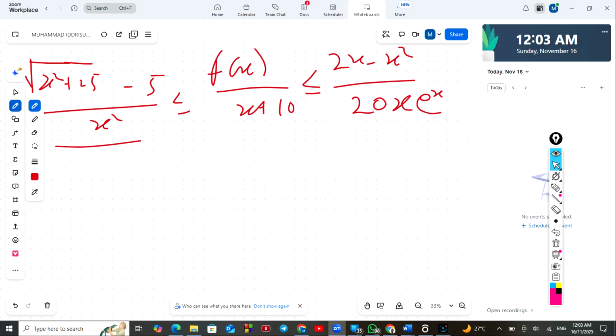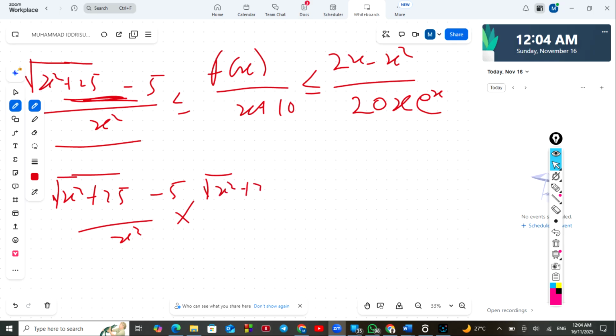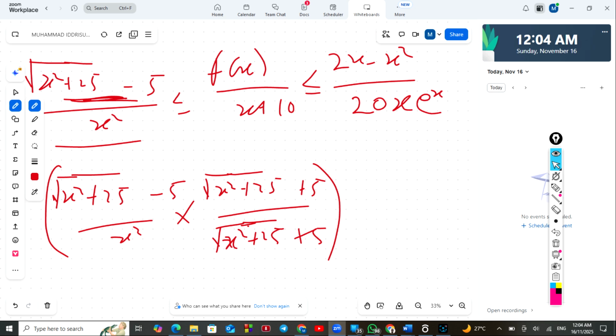So first let's rationalize this guy. Let's rationalize the numerator. So if we are rationalizing the numerator, we multiply it by its conjugate. So root of x squared plus 25 minus 5 all over x squared times root of x squared plus 25 plus 5 all over root of x squared plus 25 plus 5. So we multiply both the numerator and the denominator by the conjugate of the numerator, since we are rationalizing the numerator.